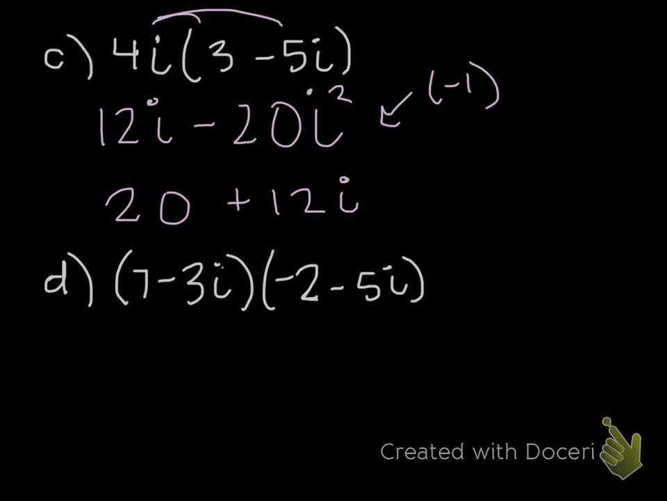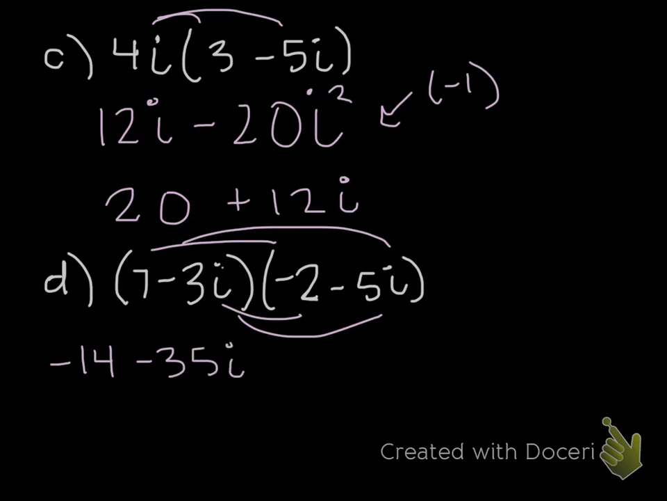For letter D, we're doing a binomial times a binomial. So you either FOIL or you do the box. So if you do the box, this goes on the outside. If you FOIL, go ahead and FOIL like so. So I'd have -14 for the first. Outer would be -35i, then I'll have plus 6i, and then I'll have plus 15i squared.